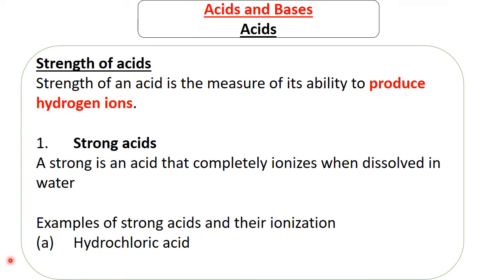So hydrochloric acid is a strong acid. And remember, it is also a monobasic acid. So this is the fact that is being told again in a different way. Hydrochloric acid ionizes to form hydrogen and chloride ions. If you look at this symbol, it shows that you cannot reverse the reaction, you cannot get back the acid because the acid has completely ionized.